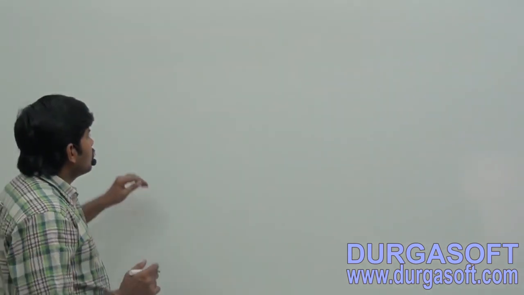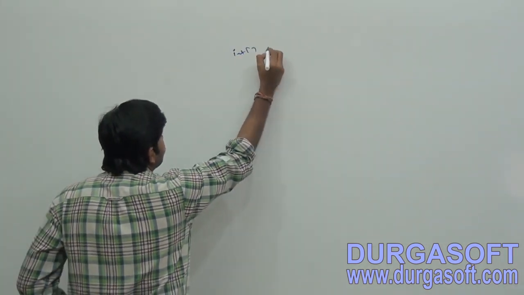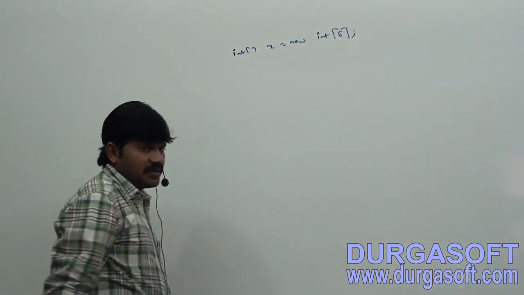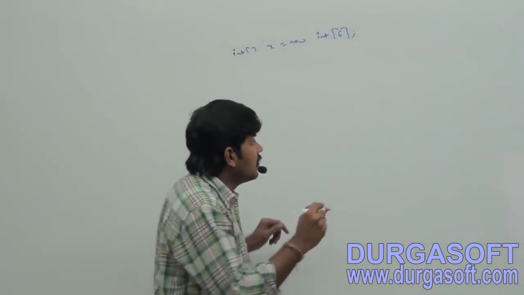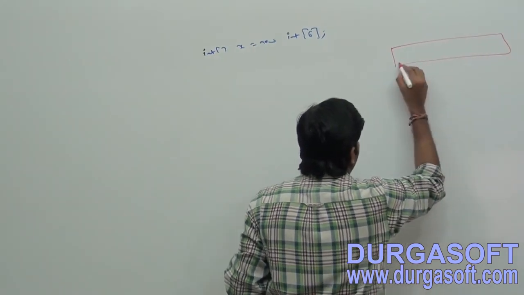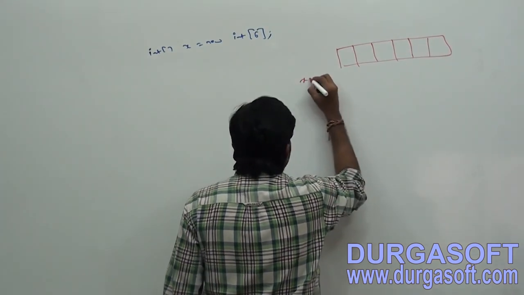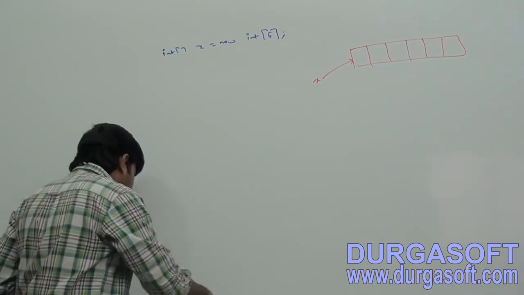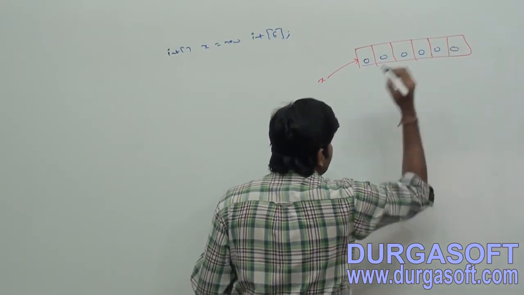So this is how default initialization happens. Here I am taking int array x is equal to new int array of 6. Now listen to this one. Sir, I created one array with the size 6. Okay, here see, x is the reference. Once we create an array, every array element is by default initialized with the default value. What is the default value? 0, 0, 0, 0, 0.